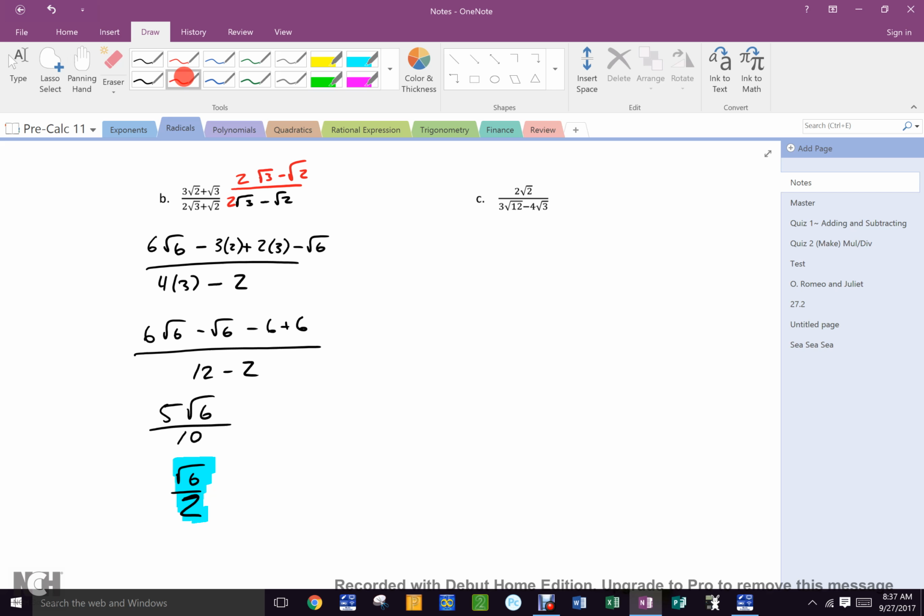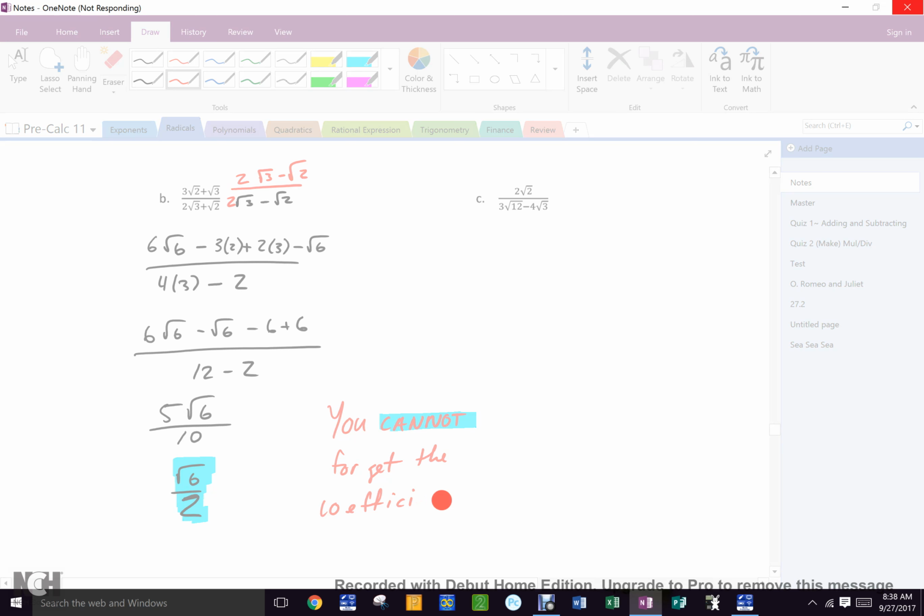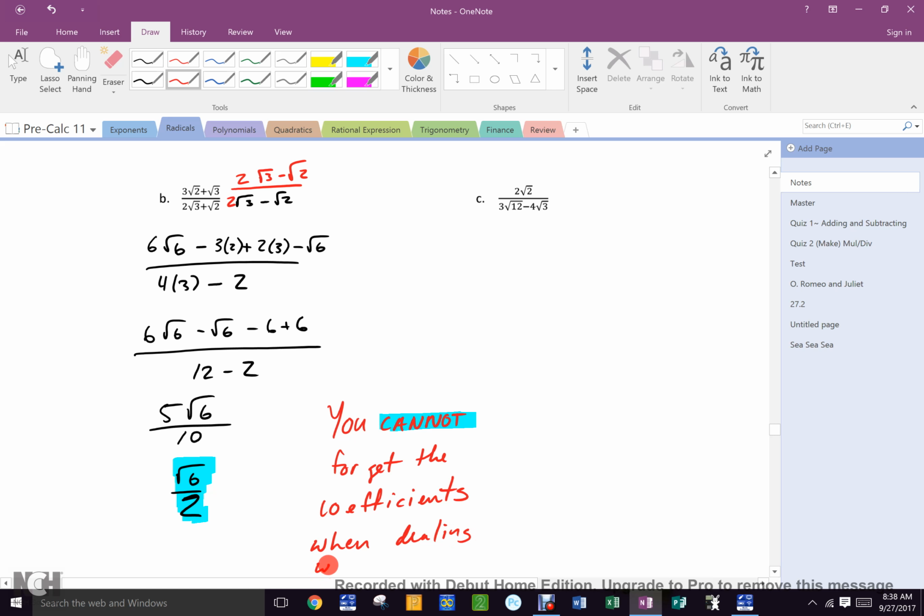Okay. What's the one thing you've got to remember that is different from monomial denominators? You can't what? Right. You cannot forget the coefficients when dealing with binomials.